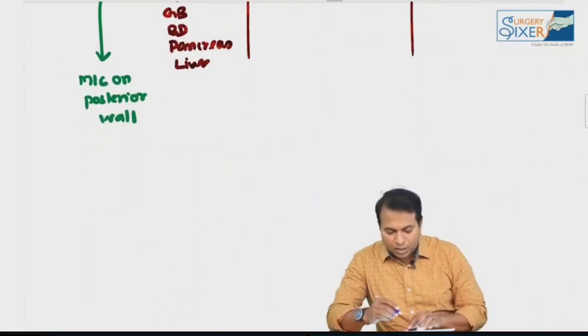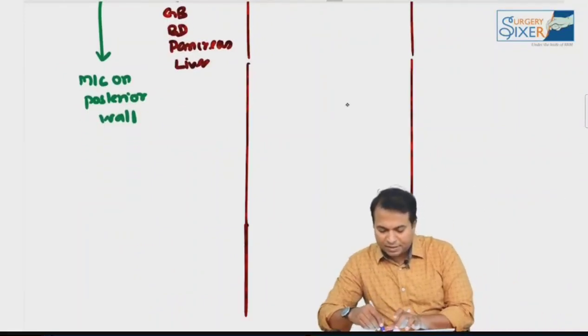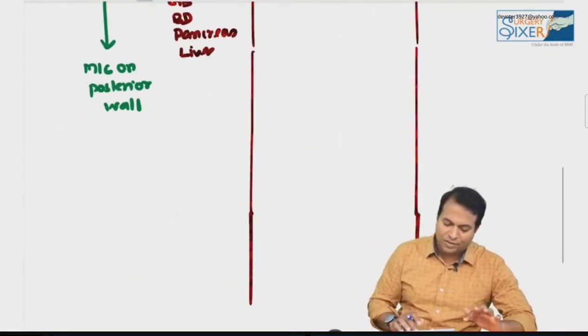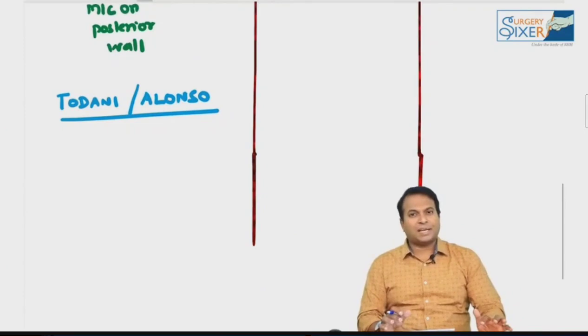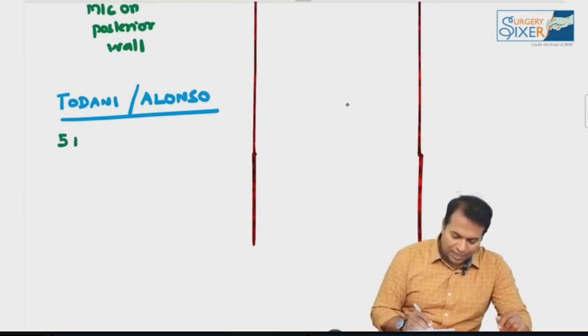And now I'm going to discuss the classification of these diseases. For choledochal cyst, there is a classification. Can you tell me the name of the classification? The classification is known as the Todani classification, also known as the Alonso classification. It is a repeat question. Todani or Alonso classification is a classification of choledochal cyst. There are totally 5 types according to this classification.